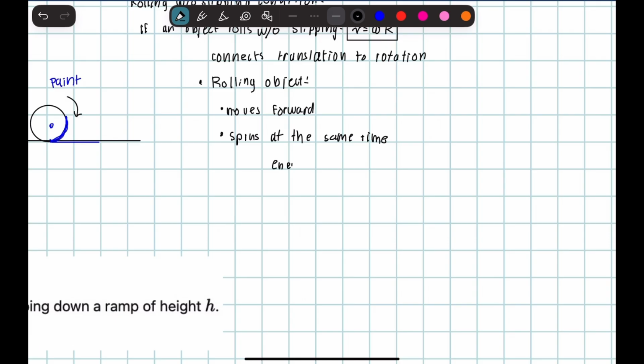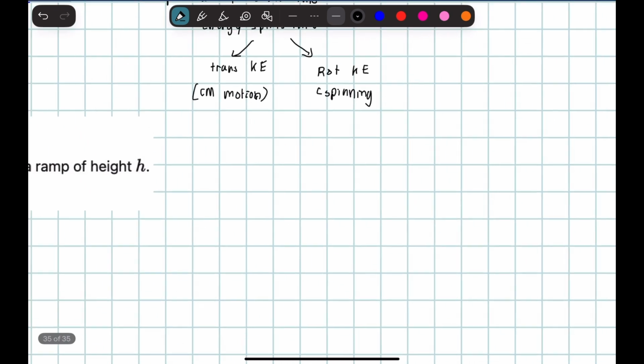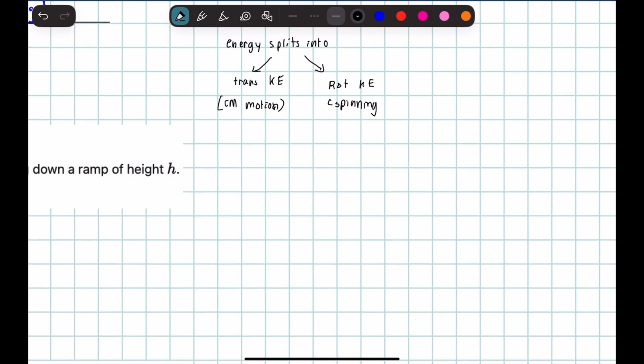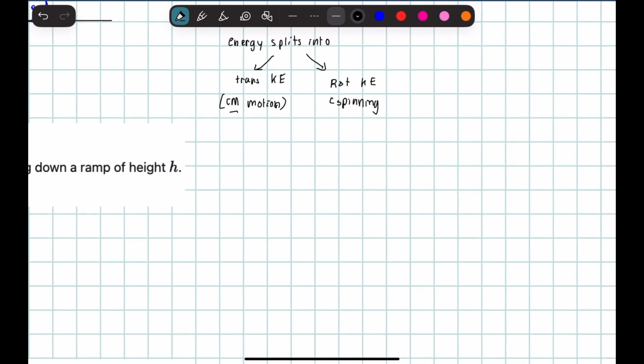Something we need to know is that the energy splits into two things. It splits into translational kinetic energy, which is center of mass motion, and it also splits into rotational kinetic energy, which is spinning around the axis of rotation. Remember, this is center of mass, and this is axis of rotation. That is the difference.